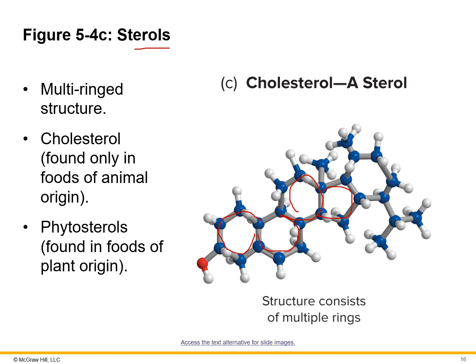And a couple examples of them, cholesterol is probably the main one we talk about. So this is found only in animals. Other cells like plants or fungi, they don't make cholesterol. So this is only in animals that we see these. But again, they have this multiple ring structure. Phytosterols, those are found in plants. So again, they have these sterols. They're just a little bit different in our different cell types.